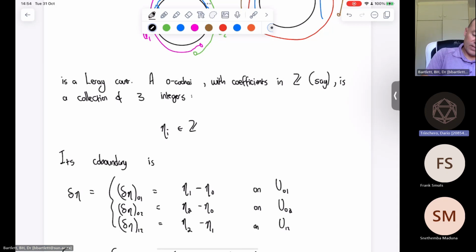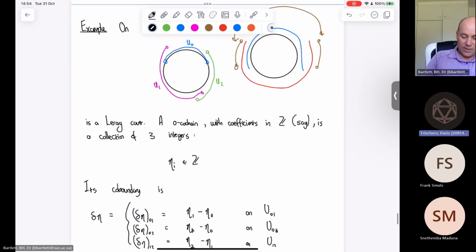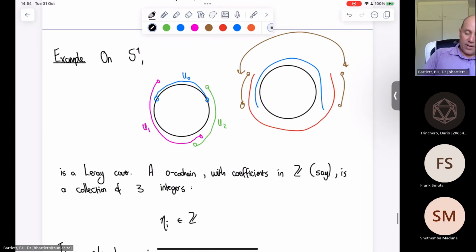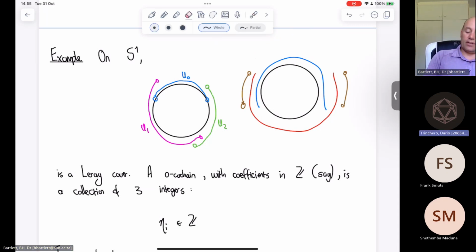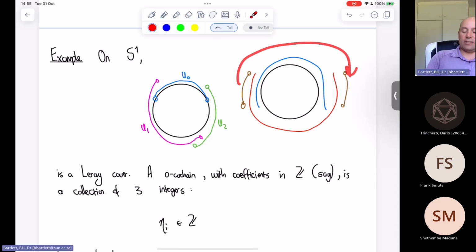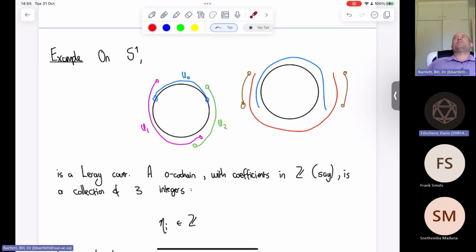I'm sorry, Bruce. I think maybe I just missed it, but a little bit up from where you are now, what does the picture on the right represent? This was just to say that I couldn't get a good cover with just two open sets, because then the intersections are... That's right. The intersection wouldn't be contractible because it has two components. Okay.